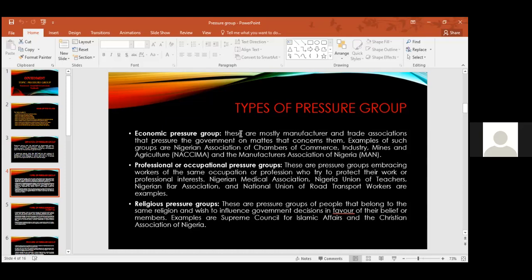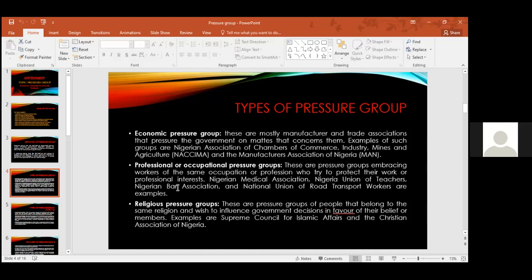Also, we have the professional pressure group. And this has to do with a group of people that come together because of their profession, like they are of the same profession. For example, a pressure group such as the Nigerian Medical Association, all of them are coming together as doctors, as medical practitioners, in order to represent the interests of medical practitioners. So a professional pressure group is a collection of people of the same profession.